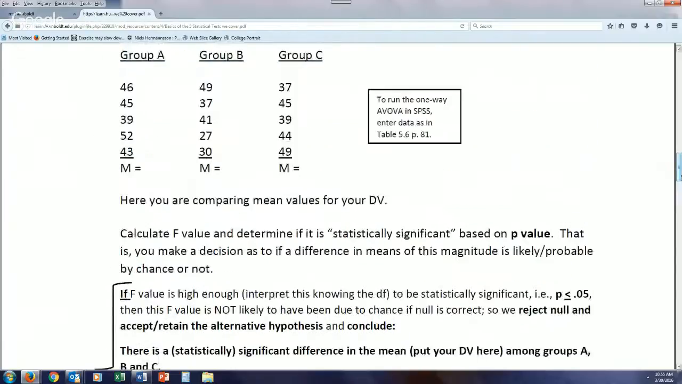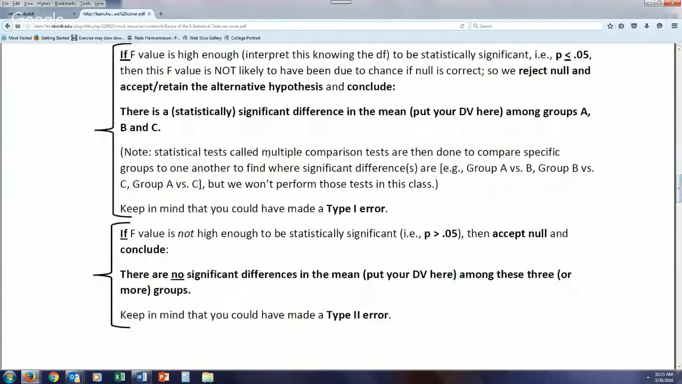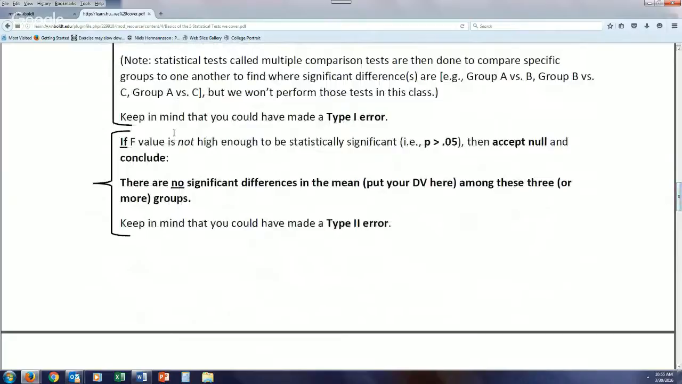You see here that if we end up with a p less than 0.05, it says somewhere in here there are mean differences that are significant. We don't know where. It could be multiple places where they're different, but only when we complete the multiple comparison tests, which are beyond the scope of this class, can you figure this out. Finally, if F is not high enough to be statistically significant, i.e., the output on SPSS shows that the p is greater than 0.05, we accept the null and we conclude that there are no significant differences.